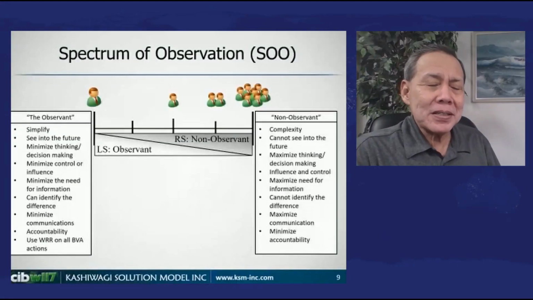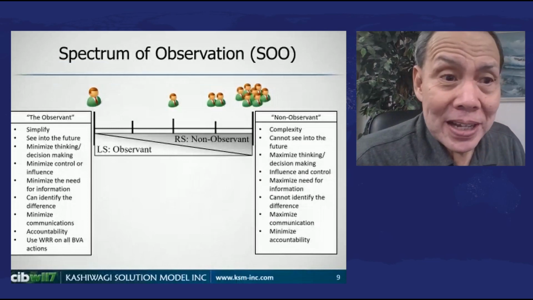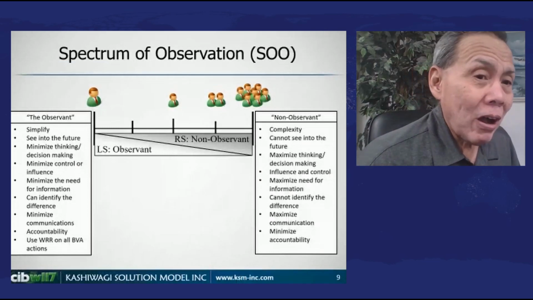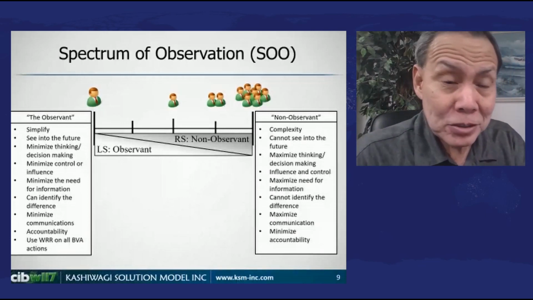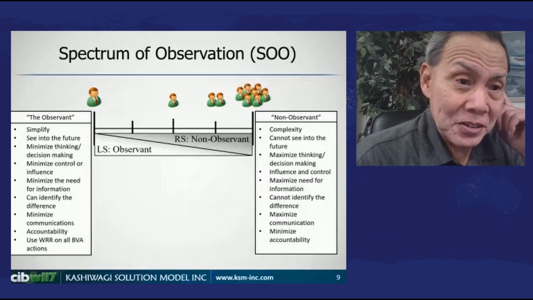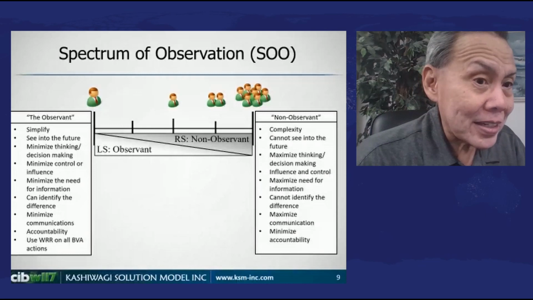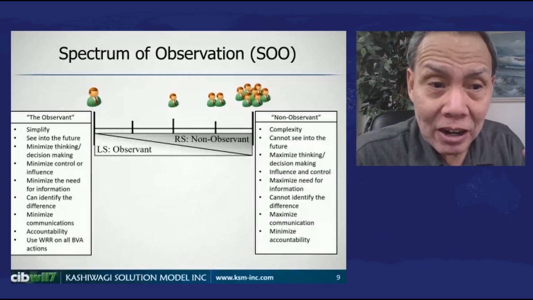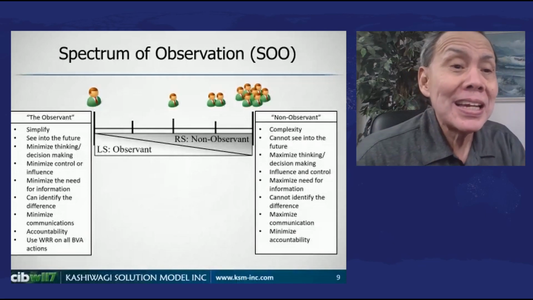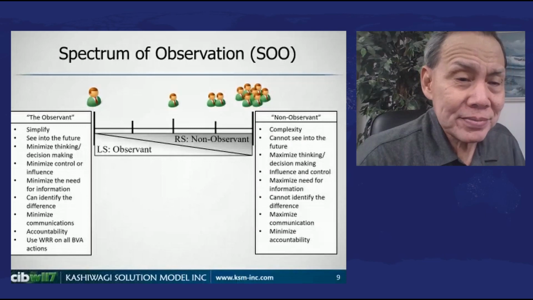What everybody is missing is the spectrum of observation. They don't understand this. This is right off of IMT. So basically what we're saying, if you look at the spectrum of observation, and you have it on your cheat sheets, the left-hand side is the visionary. The right-hand side are the people who are, quote, non-observant, or the opposite of the visionary.